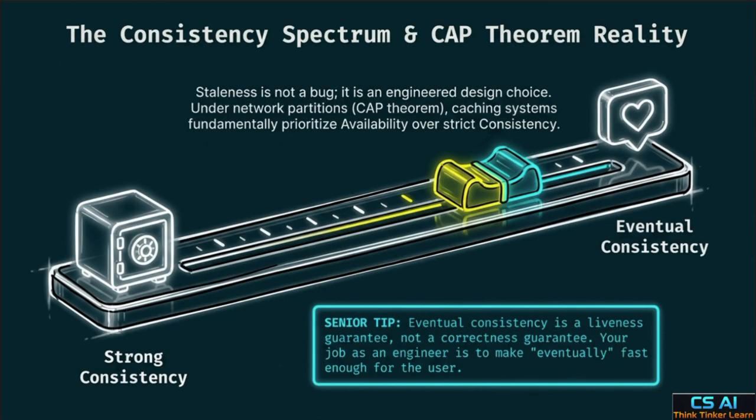This brings us to the consistency spectrum and the CAP theorem. Understand this: staleness is not a bug. It is an engineered design choice. Under network partitions, a caching system must prioritize availability over strict consistency. Eventual consistency is a liveness guarantee, not a correctness guarantee. Your job as an engineer is to make that eventual window fast enough that the user never notices.